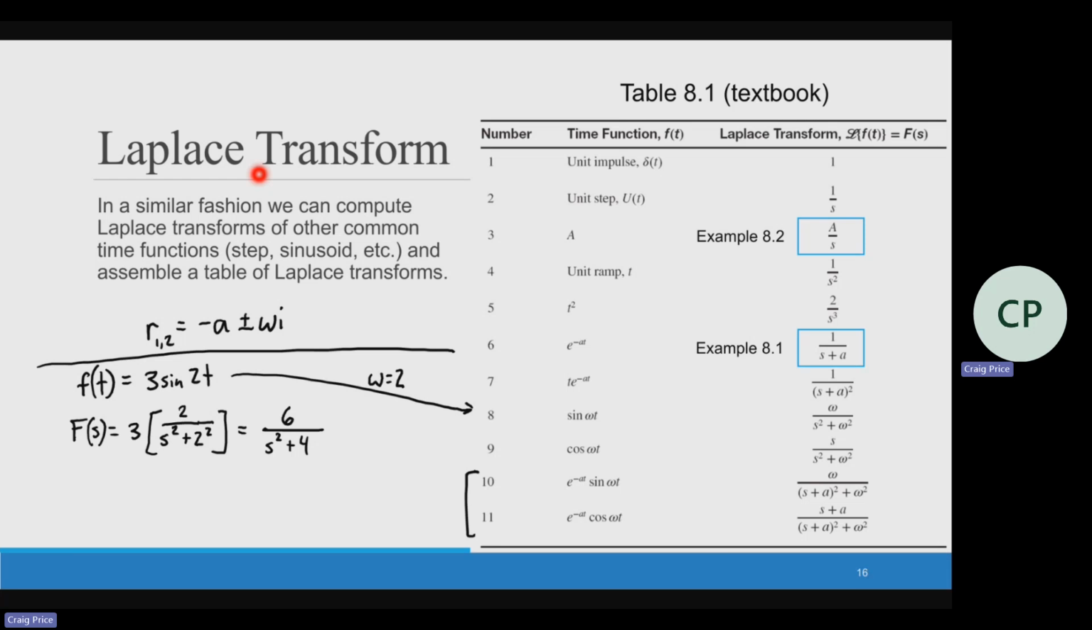Now, this will get more complicated. Next class, we're going to talk more about differentiation when I have dots, double dots. How do we go about that? How do we use initial conditions? Today is just kind of using this table, getting a little bit familiar with it for the time being. But that is my Laplace transform.